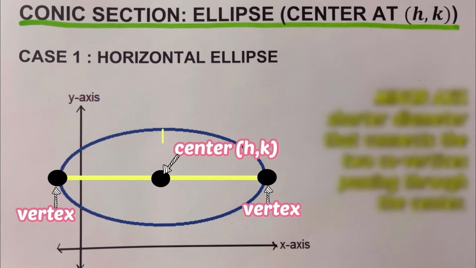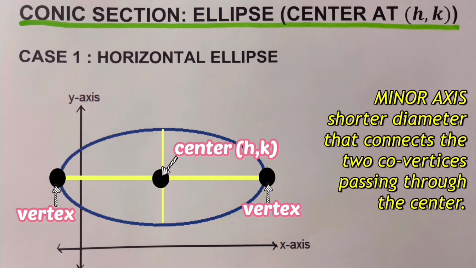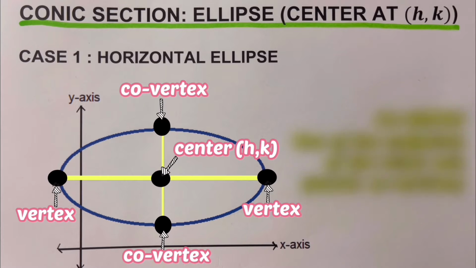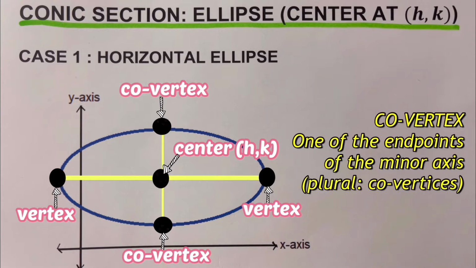Another part is the minor axis. The minor axis is a line segment that connects the two co-vertices passing through the center. So the endpoints of the minor axis are the co-vertices, and there are two of them. We call them the co-vertices. By definition, a co-vertex is the endpoint of the minor axis. And again, there are two of them.